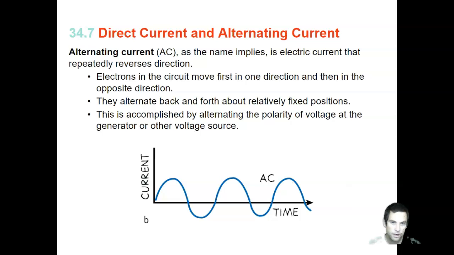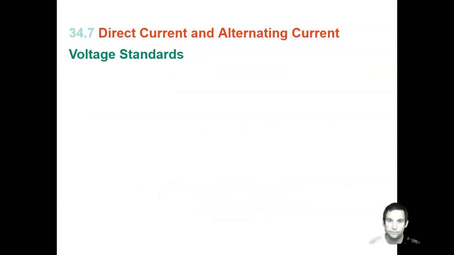This is accomplished by alternating the polarity of voltage at the generator. So imagine a battery that did not have the tiny little nubs and was flat on both sides. If you hit a button, you'd get a nub on this side. Then if you hit the button again, the nub went away and popped up over on this side. So the positive terminal is always changing. That's what alternating current does. That's how it comes about. The electricity coming from your wall, that is alternating current.